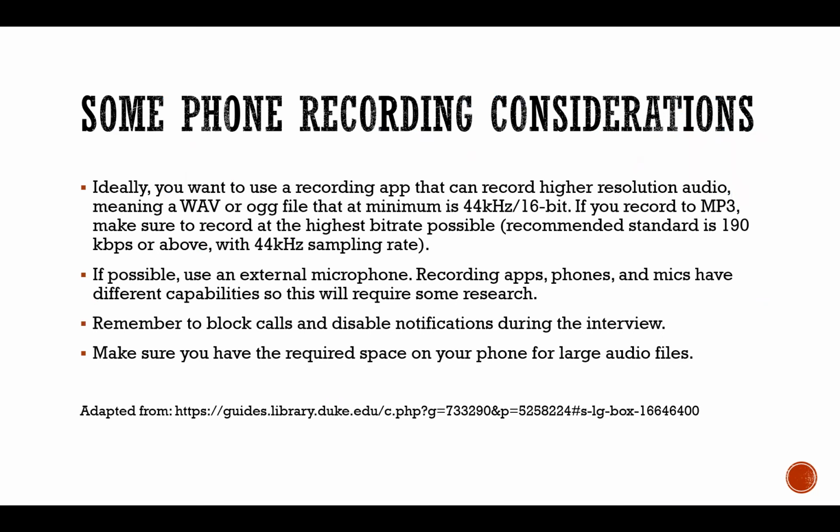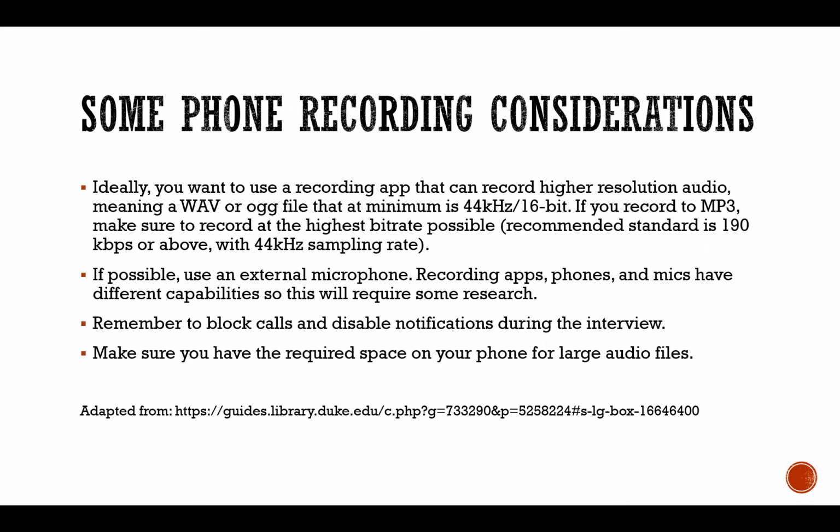But if you are going to use your phone for this purpose, there are some considerations that you need to take into account. One of those is that you really want to use a recording app that can record high resolution audio wherever possible. The highest resolution would mean something like a WAV or an OGG file, and you want to really have a minimum setting of 44 kilohertz and 16-bit recording. If you record to MP3, which is a more accessible format in terms of people being able to download it and use it, and a smaller data footprint, you want to make sure that you record at the highest bit rate possible on the app. The recommended standard is 190 kilobits per second or above, with the 44 kilohertz sampling rate.